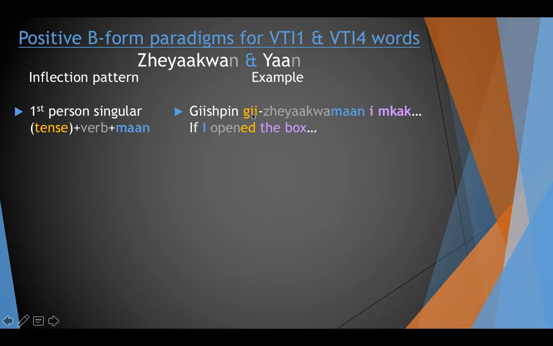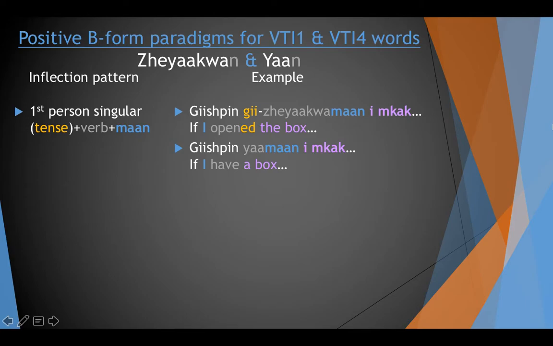So gi is our past tense here before the verb. It's been grayed there. And then our B form suffix for first person singular is mon. Imkuk. Gishbin gi jeakwaman imkuk, if I opened the box. So it's all color coded there for you. And then gishbin yaman imkuk, if I have a box.